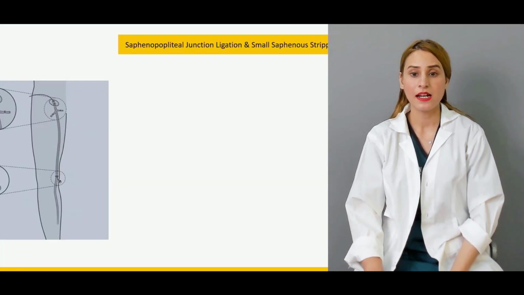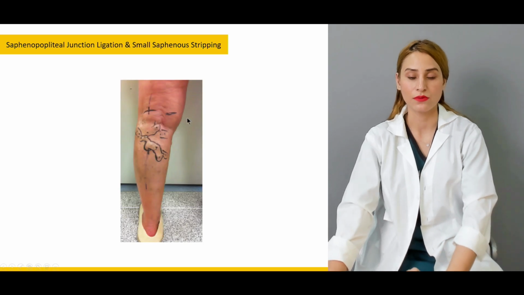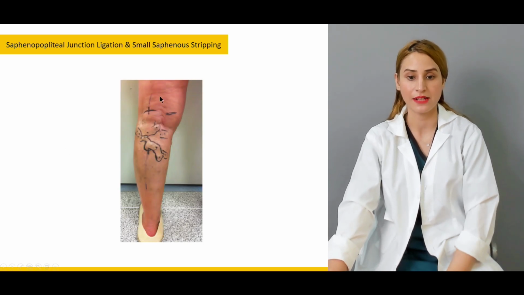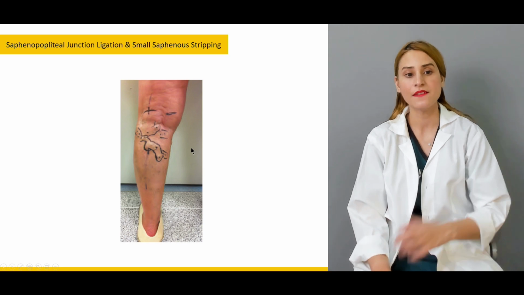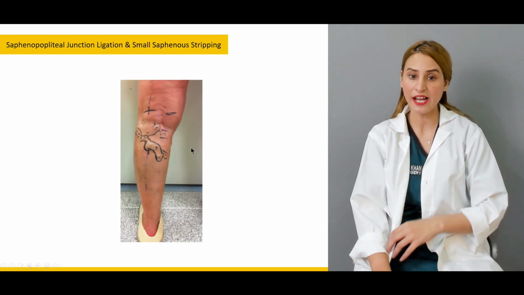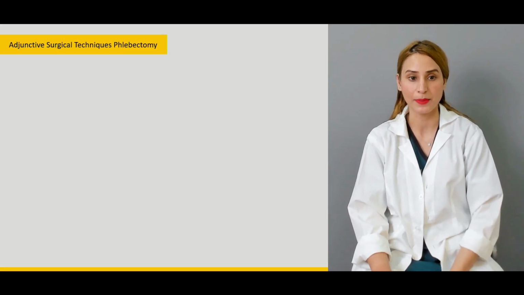And the other thing is the saphenopopliteal junction ligation, and you have to mark the perforators here, as it's being marked on the guidance of the ultrasonography. You can see here, this is the junction. You have to mark them, and you have to do the saphenopopliteal junction ligation, and then you have to perform the small saphenous vein stripping.